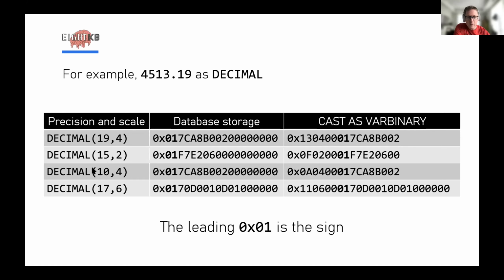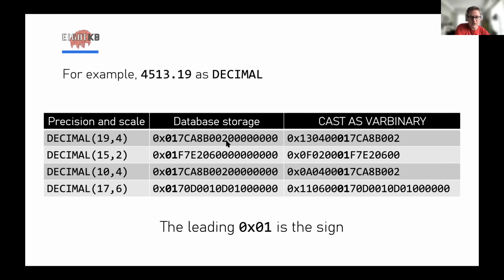So decimal 19,4 and 10,4, because they use the same scale, are actually persisted the same way on disk. This makes sense. If you're looking at it as a varbinary, otherwise they're completely different, because the encoded metadata is different. So this is why you shouldn't rely on varbinary if you're comparing stuff on disk versus in just a Management Studio window or something like that, or if you're doing data conversions.